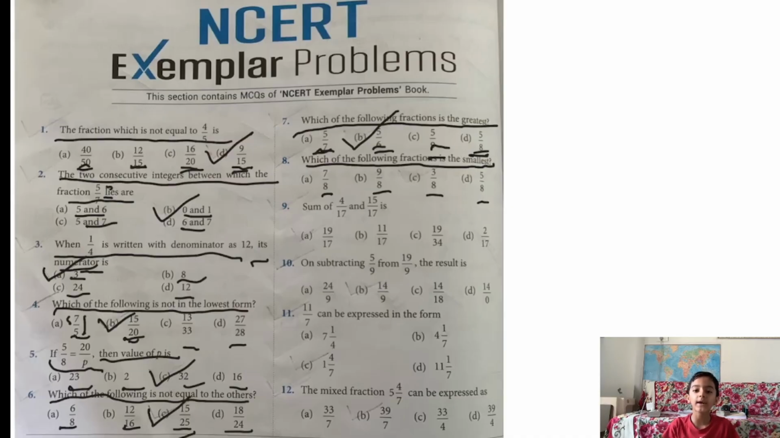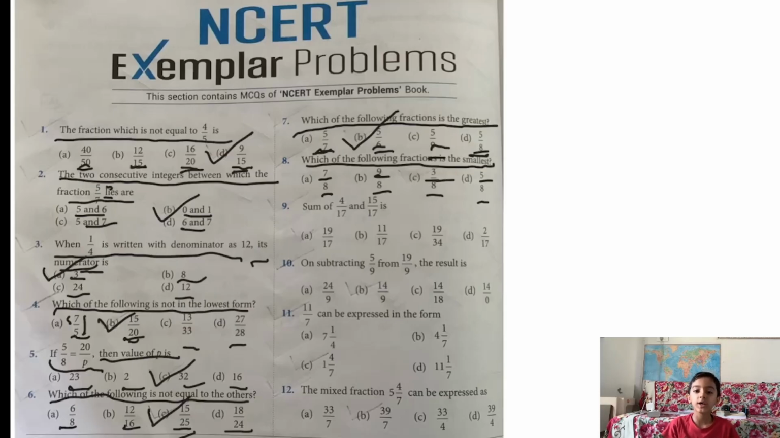So here we have to find out the smallest numerator, so that we can find out the correct option of question 8. Let's see. Here, the numerator of the first fraction is 7, second is 9, third is 3, and fourth is 5. So obviously 3 is the smallest.